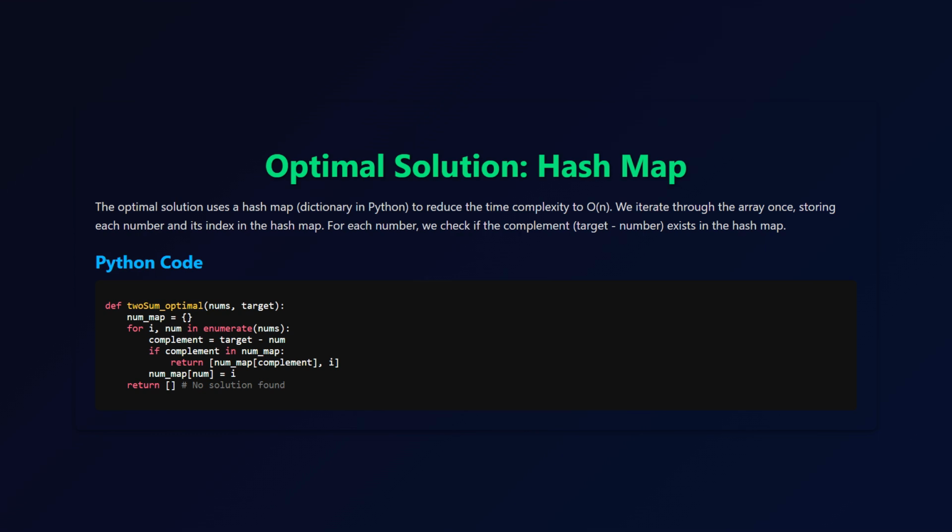This approach drastically reduces the time complexity to O of n, a linear time complexity, because we're only iterating through the array once. This is significantly faster than the brute force method, especially for large input arrays. The space complexity is also O of n because we're storing the numbers and their indices in the hash map.